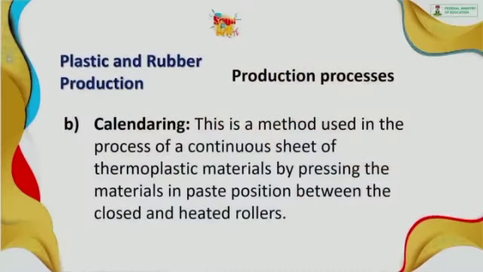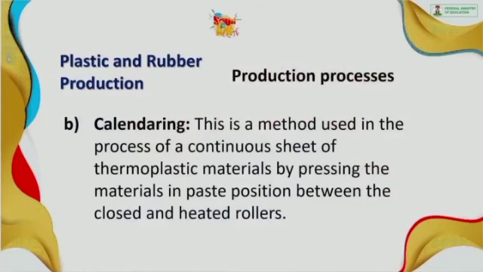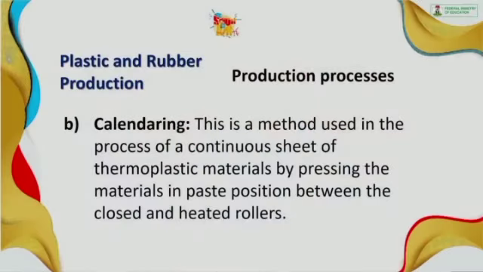This process is similar to that of glass, by pressing the material in paste position. It's like the toothpaste that we paste on our brush. You'll be pasting the liquid or molten plastic on a surface between the closed and heated rollers. The roller will be the one spreading the paste out and making it into a continuous sheet of plastic. This process is called calendering.